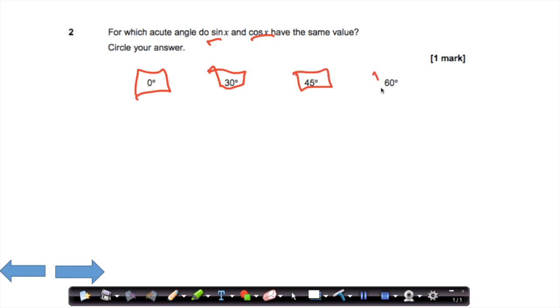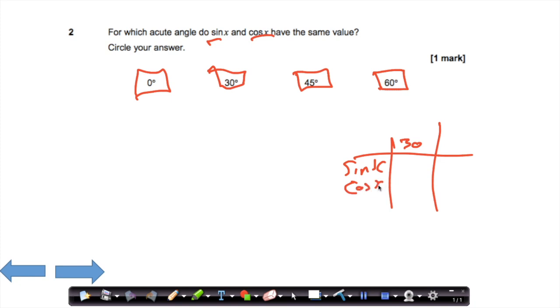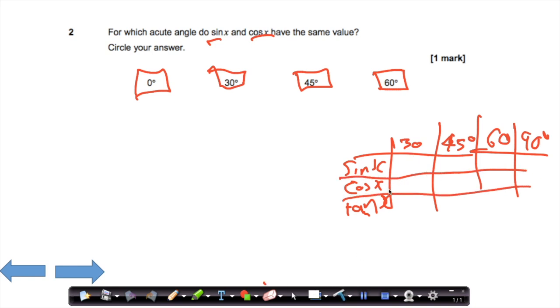Sometimes you may have seen one of these tables before, sin x, cos x, tan x, and you need to remember each value. So when sin is 30, when sin is 45, when cos is 45, tan is 45 as well, as well as the 60, as well as the 90, and you can either remember it with a graph etched into your head, or you could memorize the table.